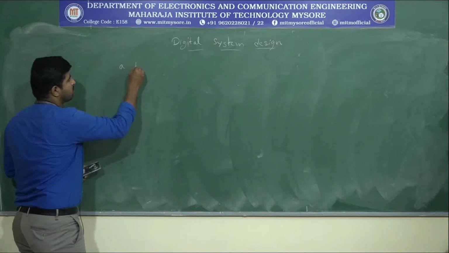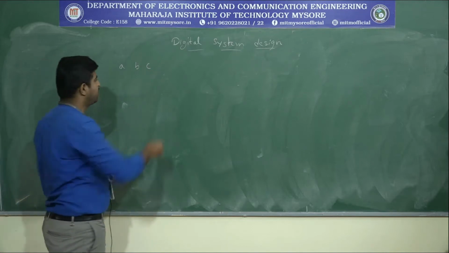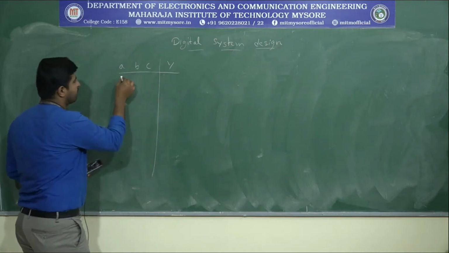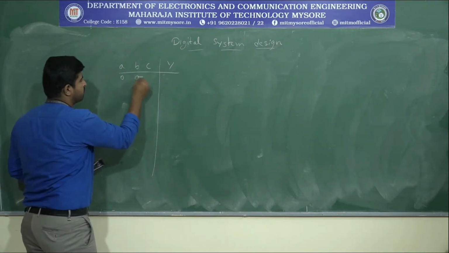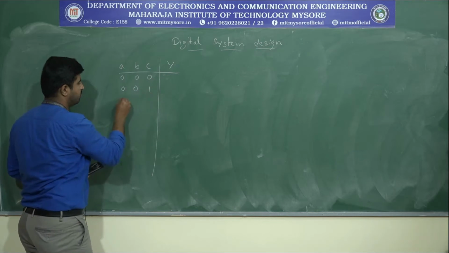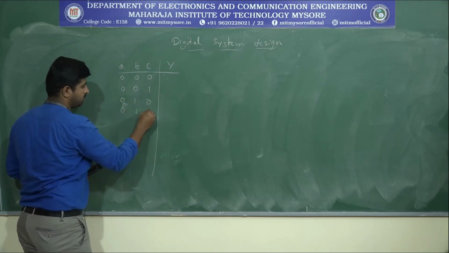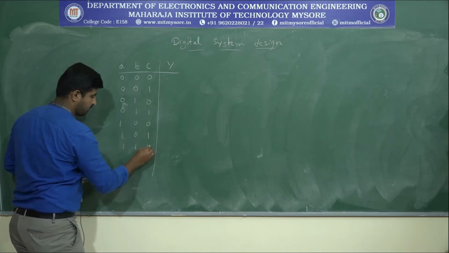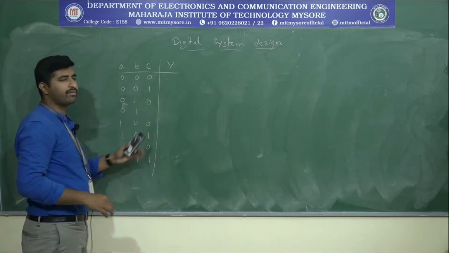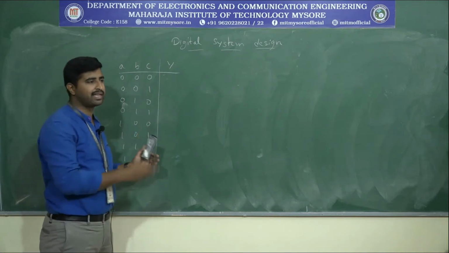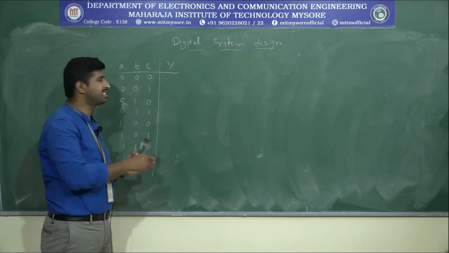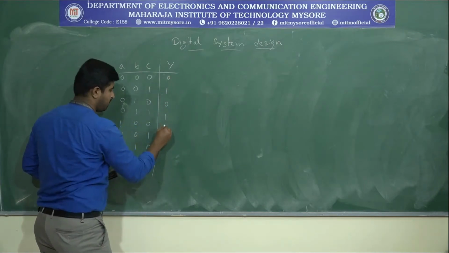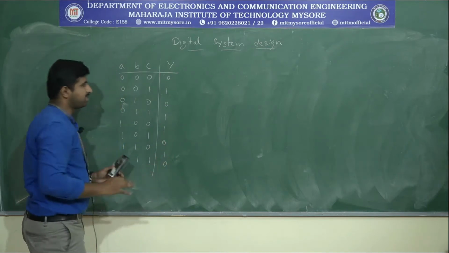Assume there are three inputs A, B, C, and the output Y. I will complete the truth table, 0, 0, 0. And here I am taking the output randomly. I am not taking any particular function, just randomly writing the output.